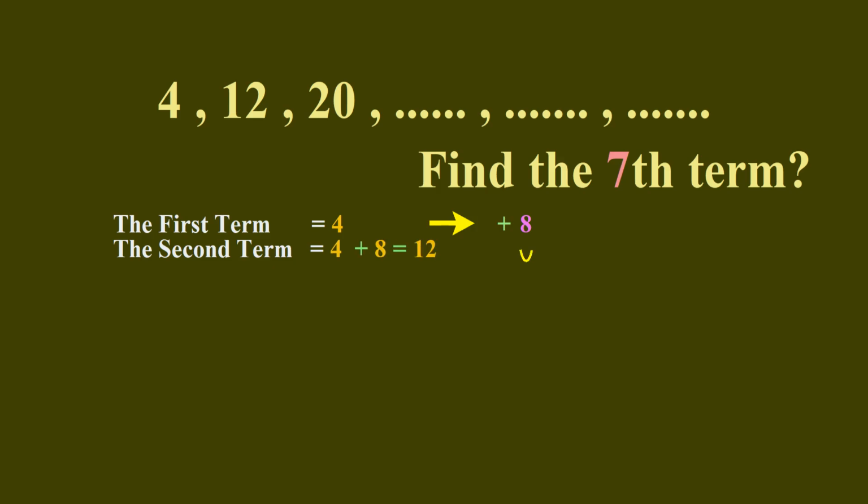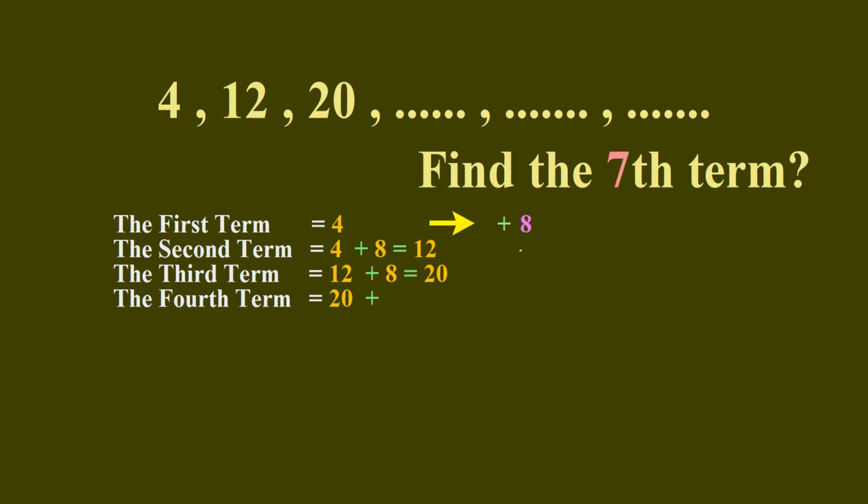And we can get the third term by adding 8 to the second term. 12 plus 8, which equals 20. And so on. We can get the fourth term by adding 8 to the third term. So the fourth term is equal to 20 plus 8, which equals 28.